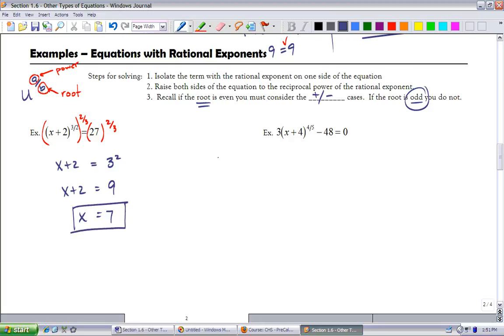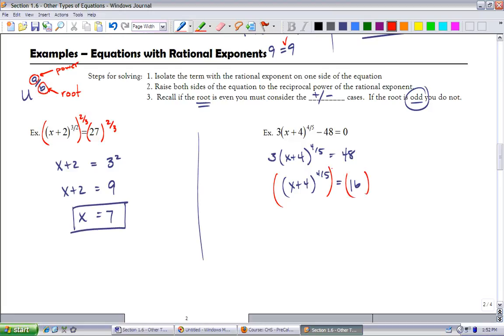The next example, here we don't have it isolated, so I need to add 48 to both sides. The 4/5 power equals 48. Then we should really divide both sides by 3 to isolate it. So I get x plus 4 to the 4/5 power equals 16.